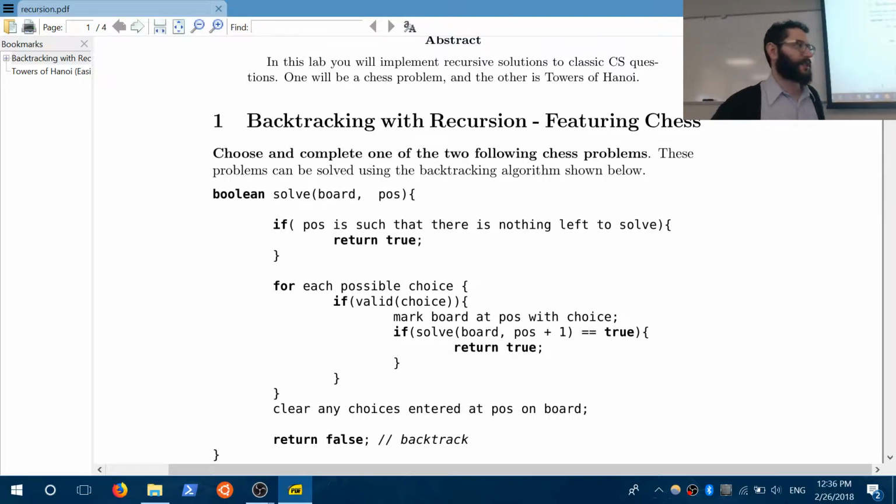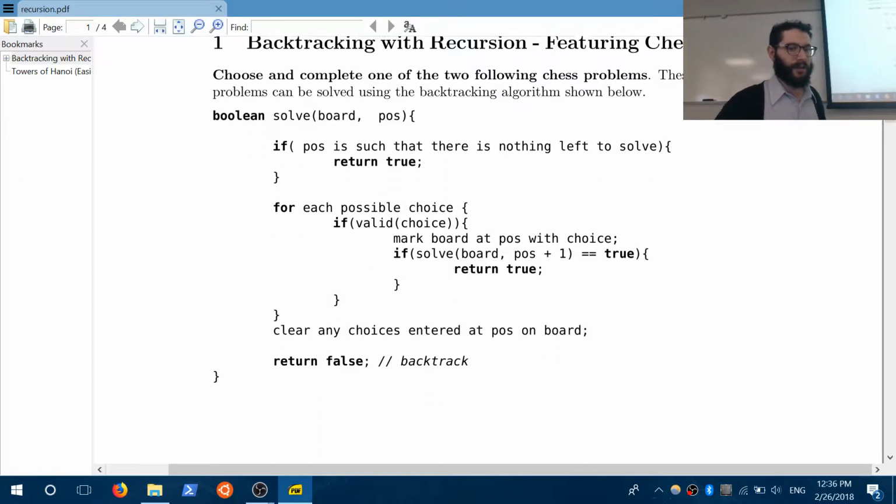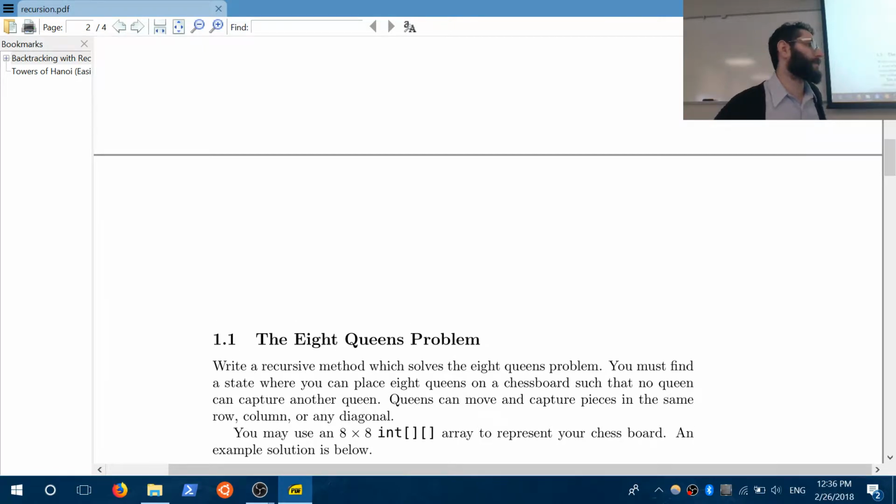But this one will involve chess, so that's going to be a bit different. And we'll go over the algorithm, which is basically: for every single choice, if there's no choices left, then you're done. Okay, for every possible choice, make the valid choice. Well, we'll go over that. But let's get into the problems that I want you to solve. You choose one of these two problems.